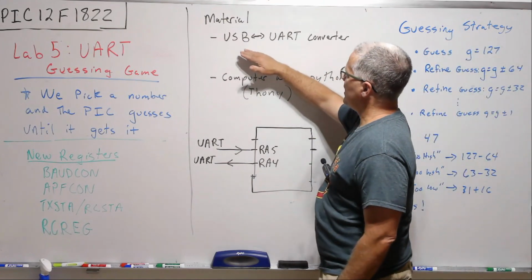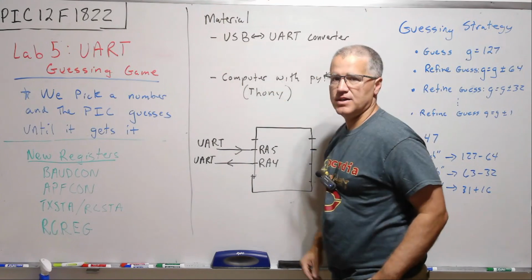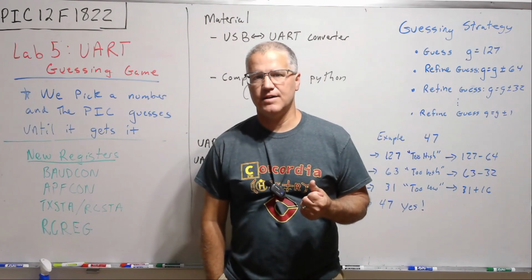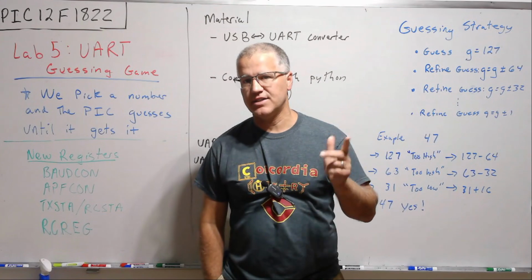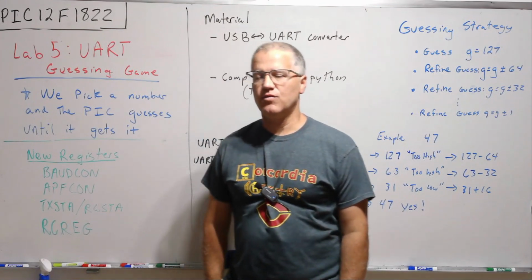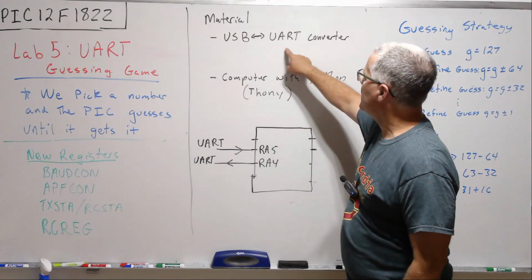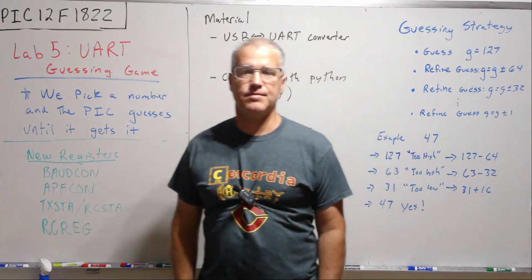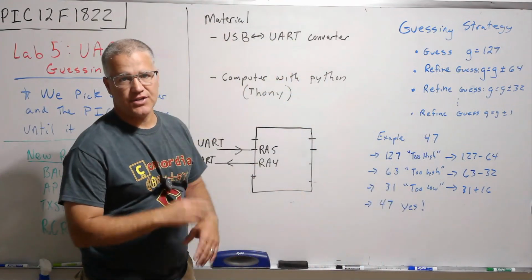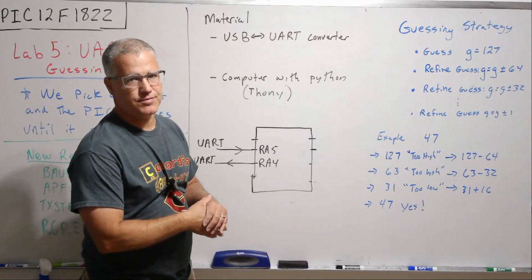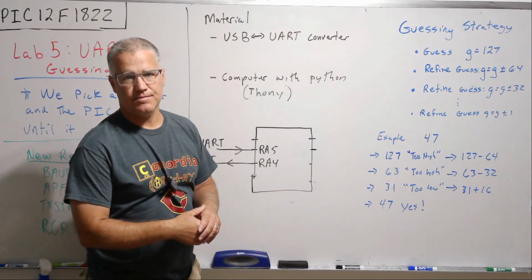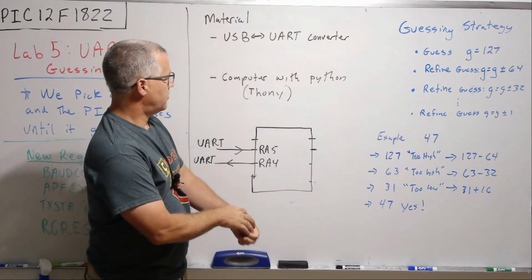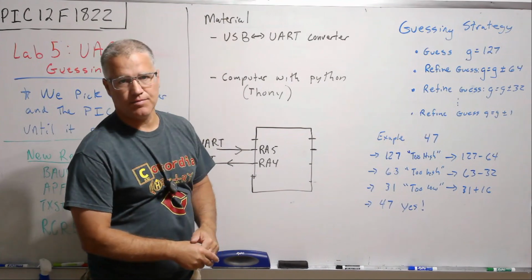As with the others, you'll need this USB to UART converter. I talked about that in the first of the UART transmission videos, but it's this nice little $9.99 one from Amazon. But any USB to UART converter will work. Then we need a computer with Python, and we're just going to use Thonny as our IDE because the programs are pretty simple. Of course I've got the assembly code on the GitHub repository, and also the Python programs.